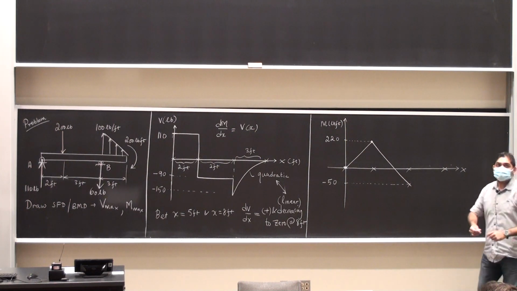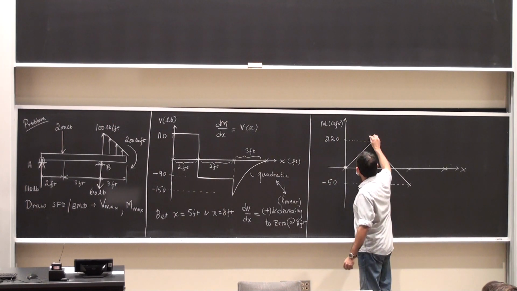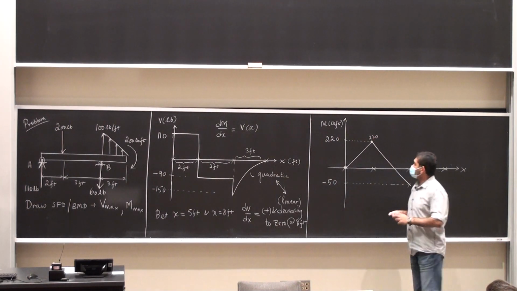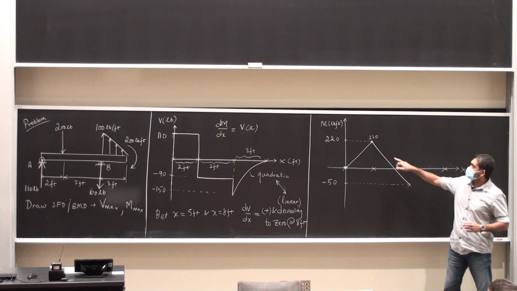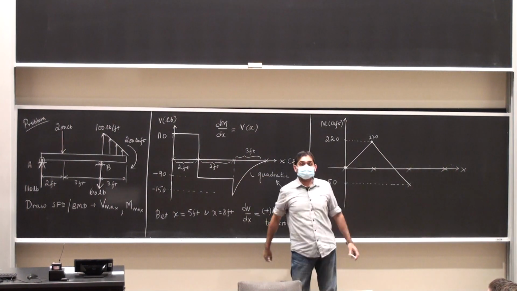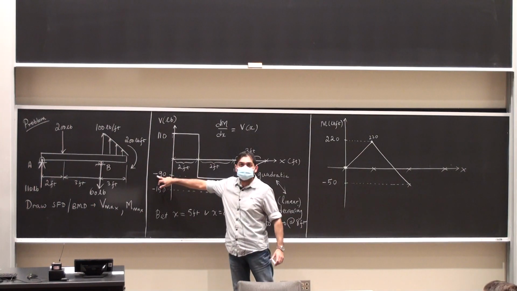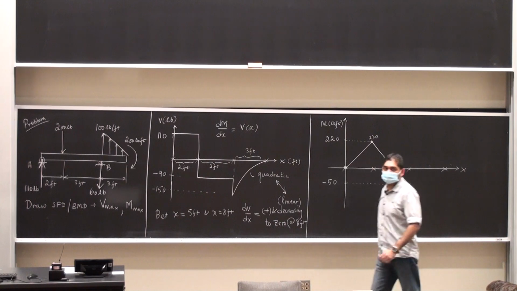Yes, sir. Wait, how do you get the negative 50? Oh, how did I get it? It is by taking this 220, which was the value here, and then the value here is going to be this value plus the area under the shear force diagram, which is going to be 90 times 3 but with a negative value. So minus 270 plus 220.